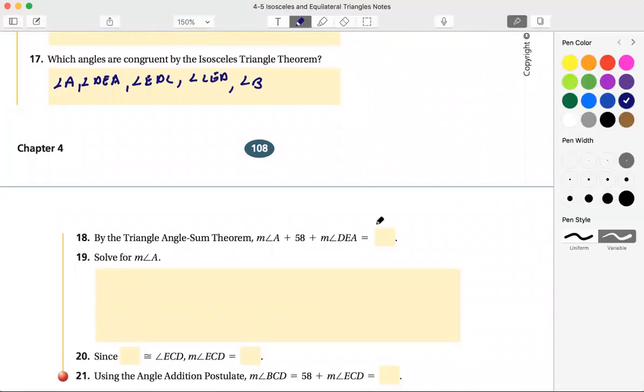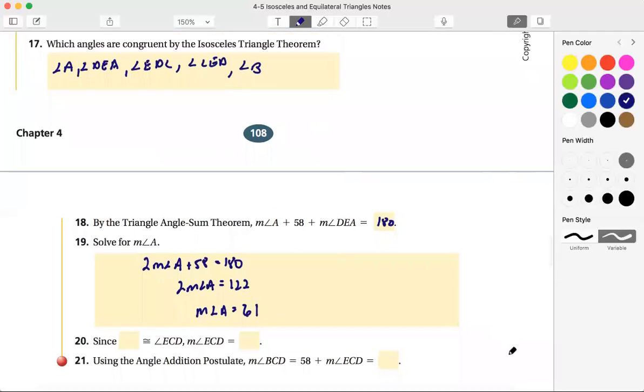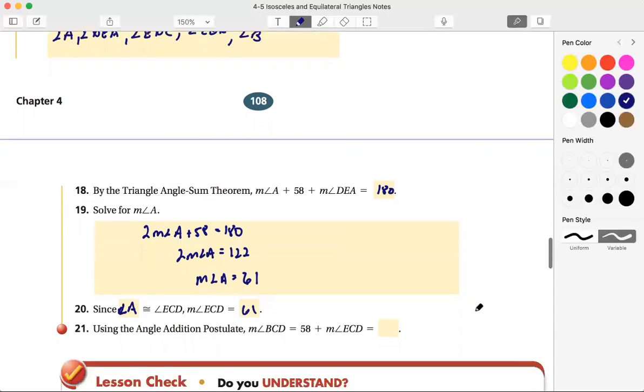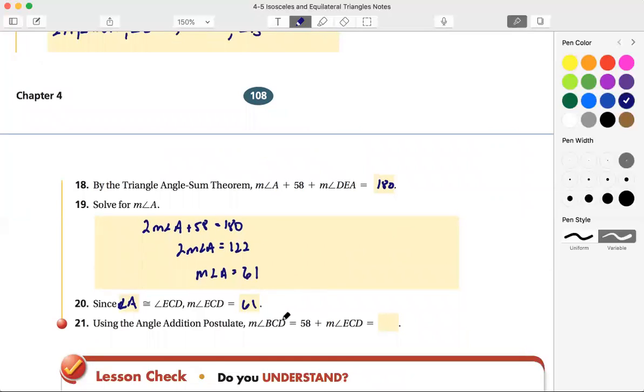We know by the triangle sum theorem, the measure of angle A plus 58 plus DEA must equal 180 degrees. So two measures of angle A plus 58 equals 180 degrees. Two measures of angle A equals 122 when I subtract 58 from both sides. Divide by 2 and you get the measure of angle A equals 61. So since the measure of angle A is congruent to angle ECD, ECD must also equal 61. And then using the angle addition postulate again, the measure of angle BCD equals 58 plus the measure of angle ECD, which equals 119.